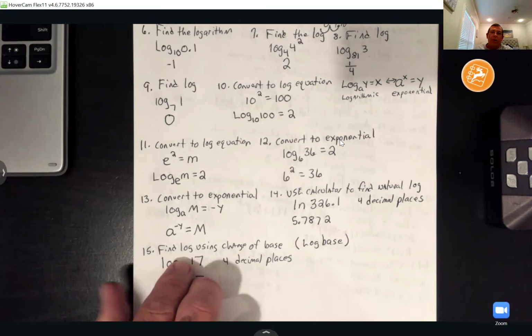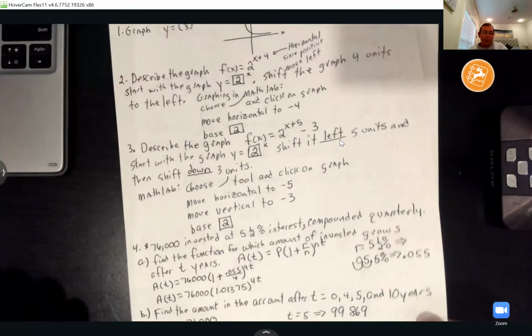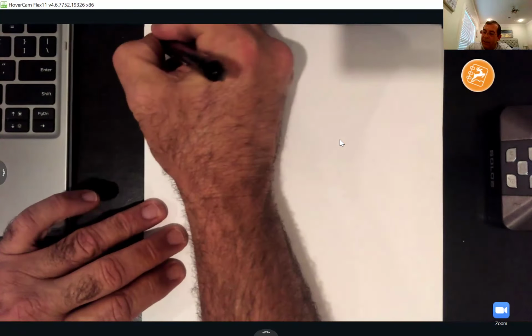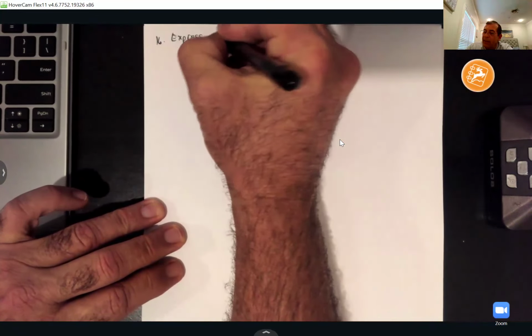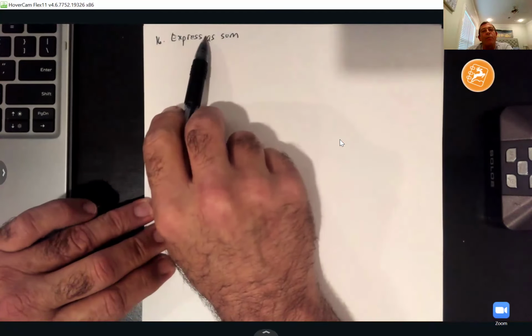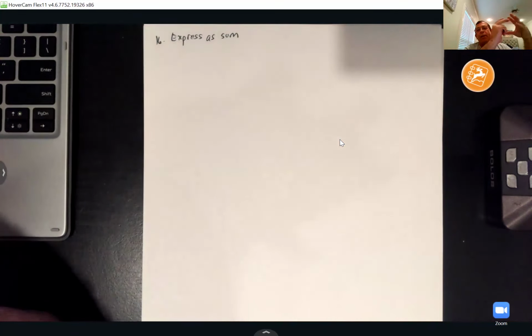All right, y'all. Now we're going to start getting into those properties we learned. So these were from section 9.5, okay? All right, let me get this back up. So 16, express as a sum. So if they want me to express it as a sum, those are the ones where I started with the product. And this would be the product rule of the logs, where I started with a product and I rewrote them as a sum, okay?